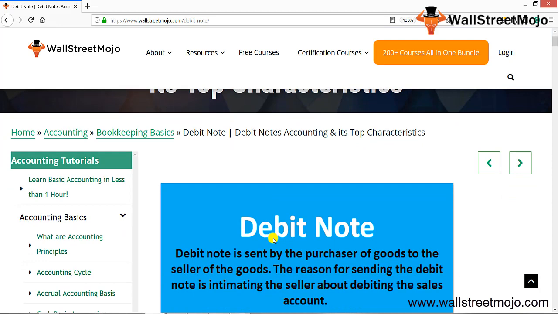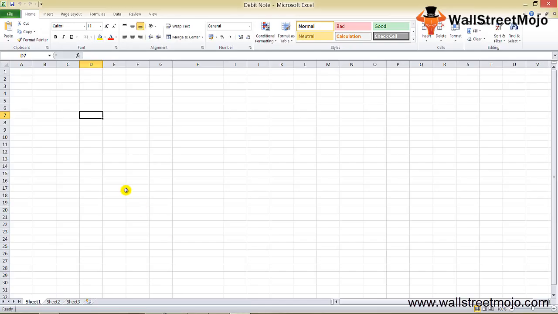As you can see, there's a box over here and it has some details. Let's try and interpret that. The debit note is sent by a purchaser of the goods, the person who has purchased the goods, to the seller of the goods. The reason for sending the debit note is intimating the seller about debiting the sales account. Okay, no idea? You mustn't have got the idea regarding what exactly is going on. Okay, no issues. We'll learn that.